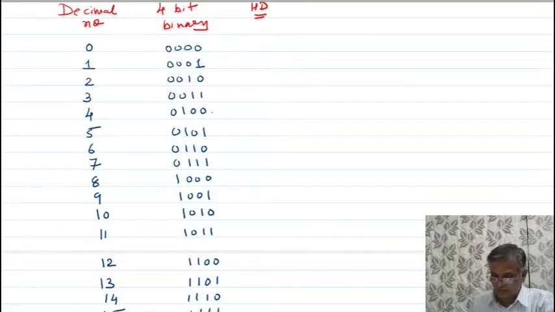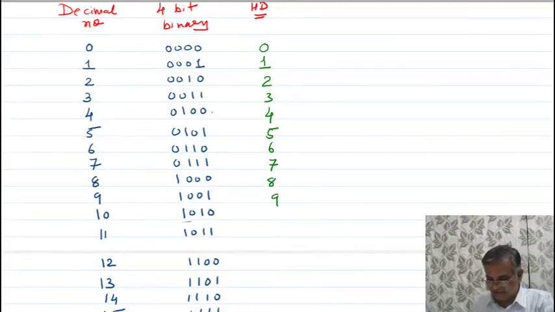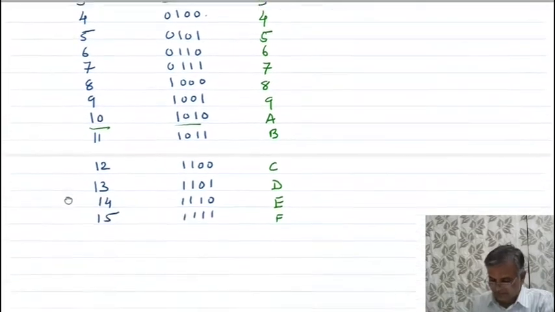In this way it is better to prepare this table. Now I am writing the corresponding hexadecimal numbers. The decimal number 0 is represented in hexadecimal as 0, then 1, 2, 3, 4, 5, 6, 7, 8, 9. After 9, the numbers in hexadecimal are written as A, B, C, D, E and F.